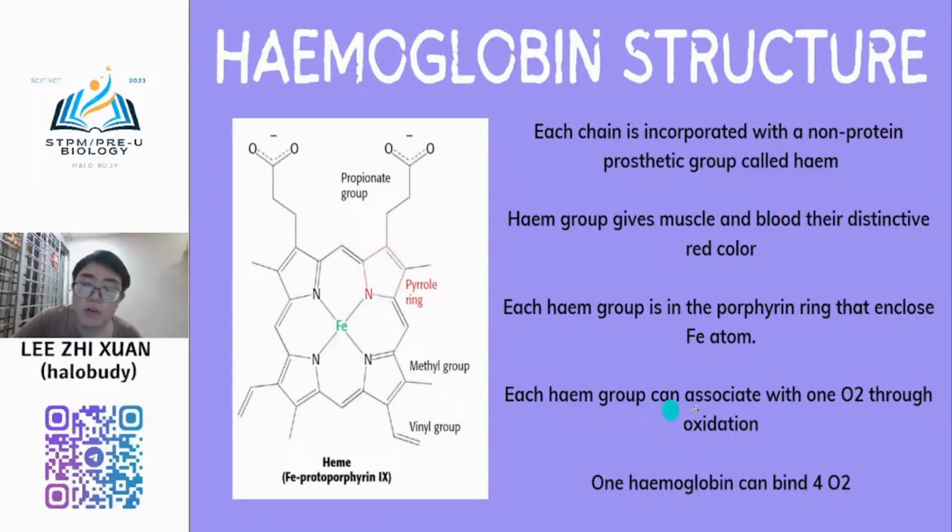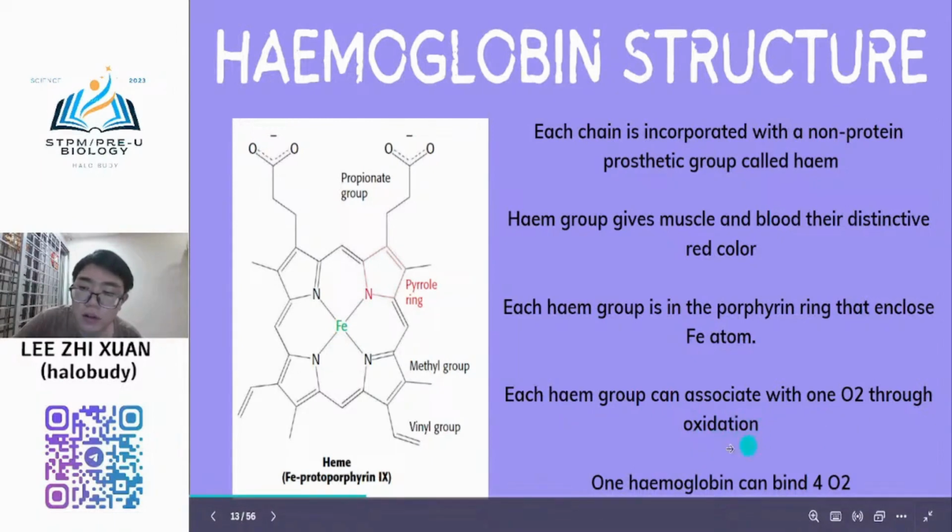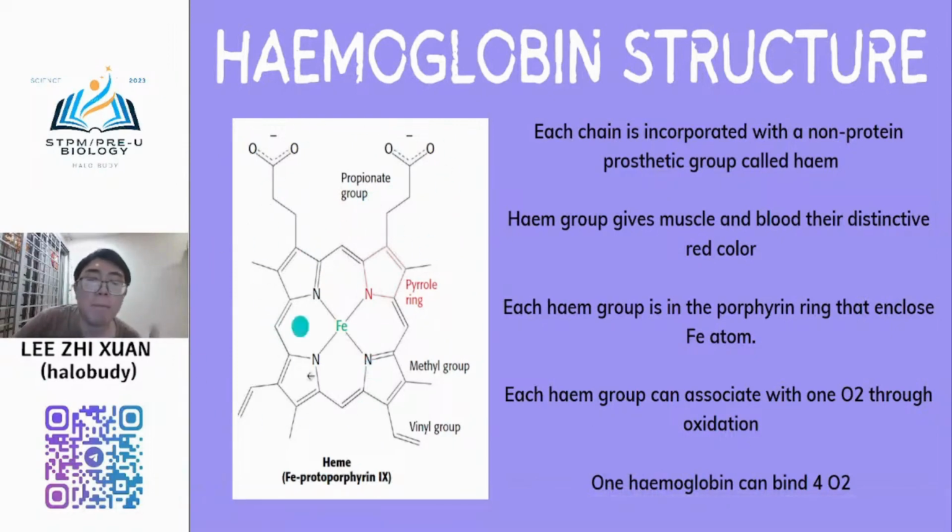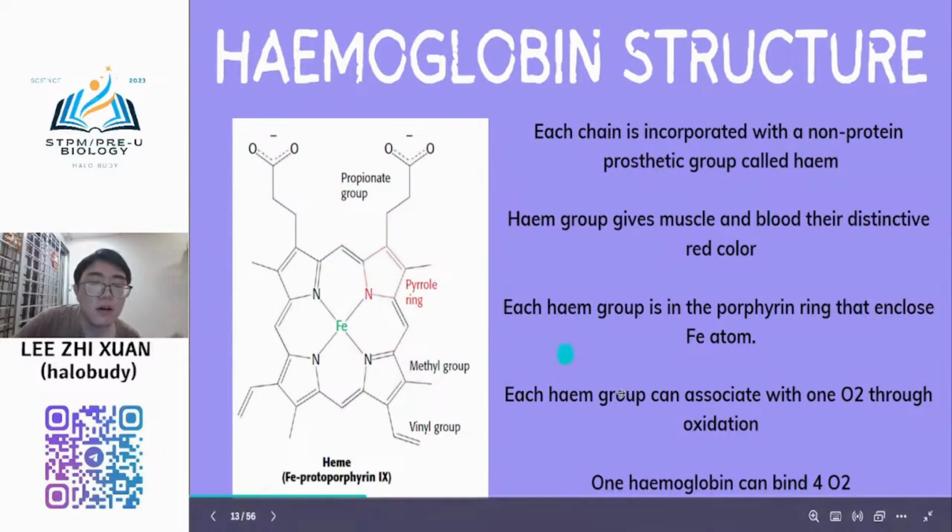And then each heme group can associate with one oxygen through oxidation. So meaning that one heme group can bind one oxygen molecule. So meaning that one hemoglobin will combine 4 oxygen molecules.